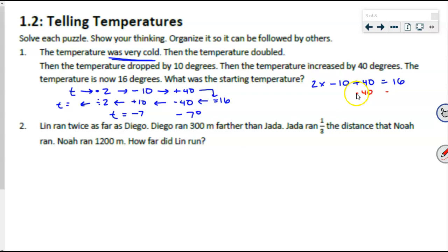We can subtract 40 from each side, giving us 2x minus 10 is equal to negative 24. Now we can add 10 to each side, giving us 2x is equal to negative 14, which we can then divide. I have to come all the way up here. Divide each side by 2, and that's how we get x is equal to negative 7. Same result, just different thought processes, and both are great.